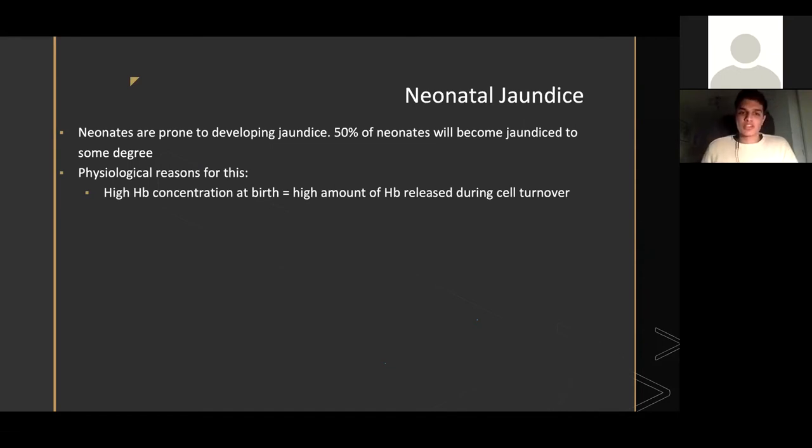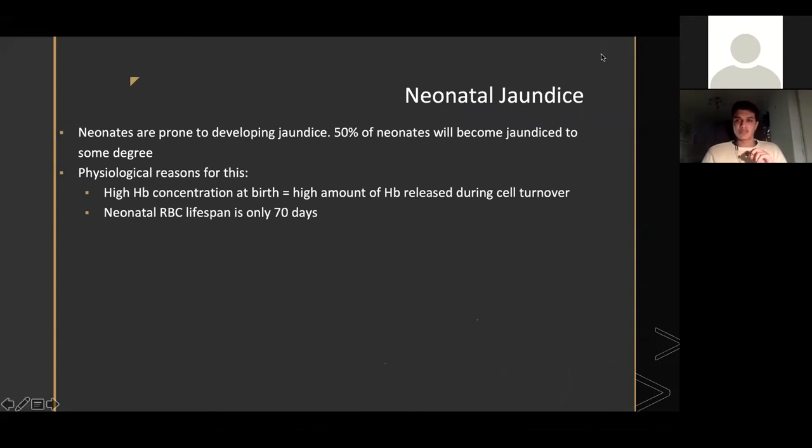50% of neonates will become jaundiced to some degree. There are physiological reasons, normal reasons for this. It can be very normal. So there are a few reasons. You've got high hemoglobin concentrations at birth. When you have cell turnover, you get a huge release of hemoglobin, and as you know, bilirubin is one of the breakdown products of hemoglobin. The red blood cell lifespan of a neonate is only 70 days. Does anyone know what the adult lifespan is?